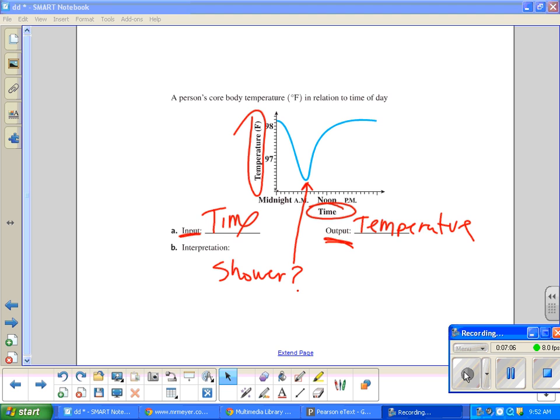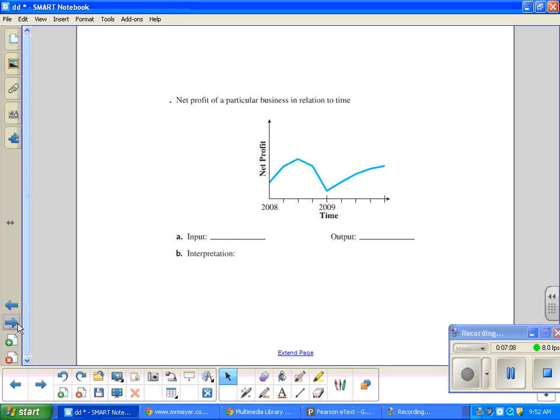Okay, looking at another example, I'm already going to interpret the input as time and the output as net profit, just because I know the connection between x and y axis and the input and output variable. This looks like we're analyzing the net profit over a 2-year period, and the net profit dips in 2009. That could be my interpretation.